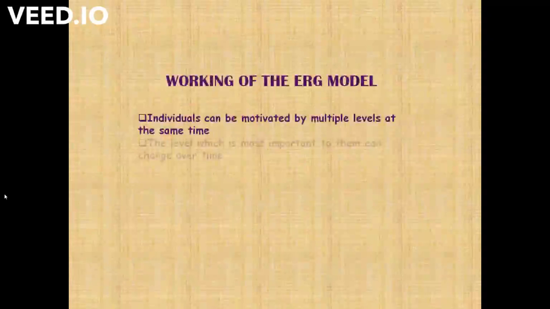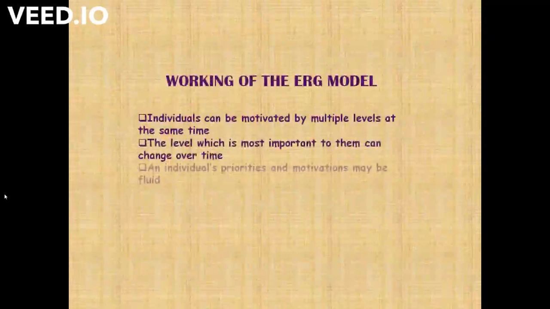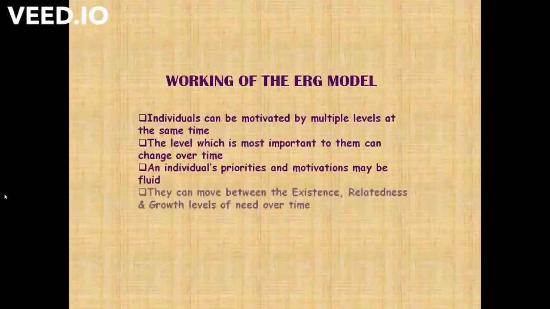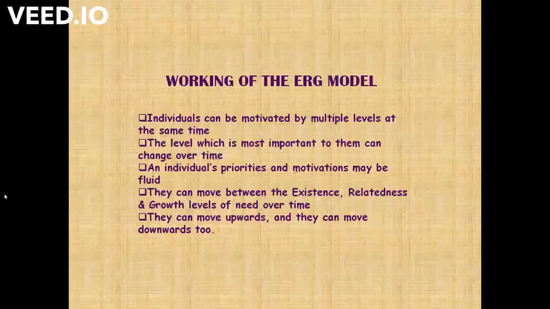Working of the ERG model. Alderfer's ERG theory of motivation states that individuals can be motivated by multiple levels of need at the same time, and that the level which is most important to them can change over time. In other words, an individual's priorities and motivations may be fluid and can move between the existence, relatedness, and growth levels of need over time. They can move upwards and they can move downwards too.